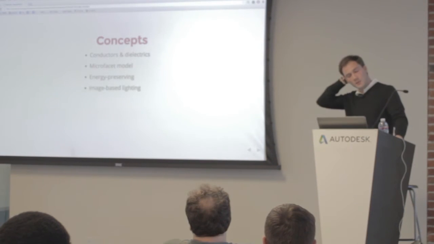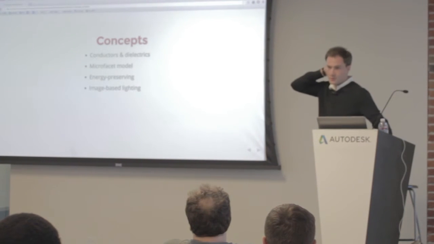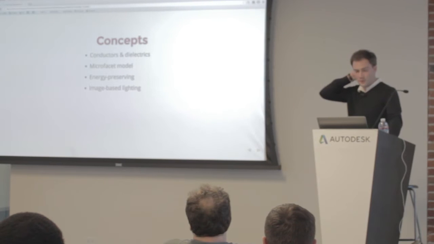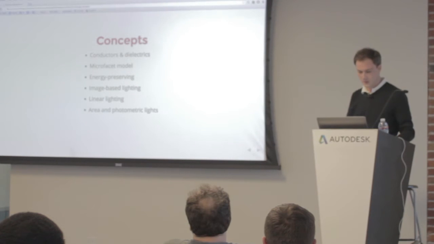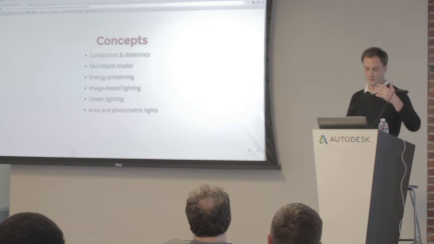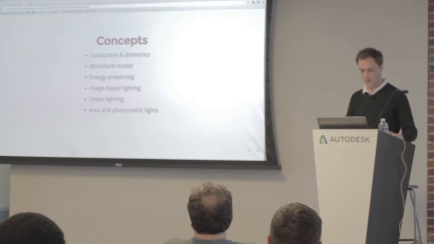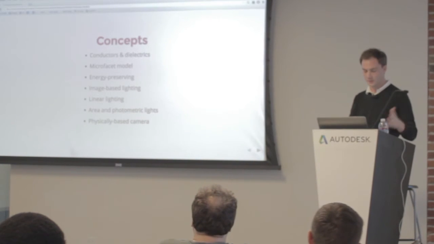We're going to talk about image-based lighting. This is a technique that's been common in the movie industry for a long, long time. It's now accessible in real time. Linear lighting, we'll skip that. Area and photometric lights, those are wonderful, and I could talk for hours about them, but we're going to skip that as well, and physically based cameras.